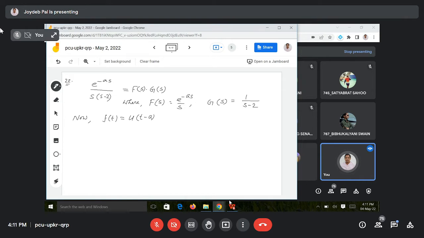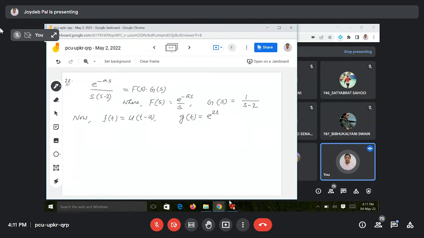You can check it in the book. Laplace transform of u(t minus a) is e to the power minus as divided by s. So Laplace inverse of e to the power minus as by s is u(t minus a). And what is g(t)? That you can tell. e to the power 2t.